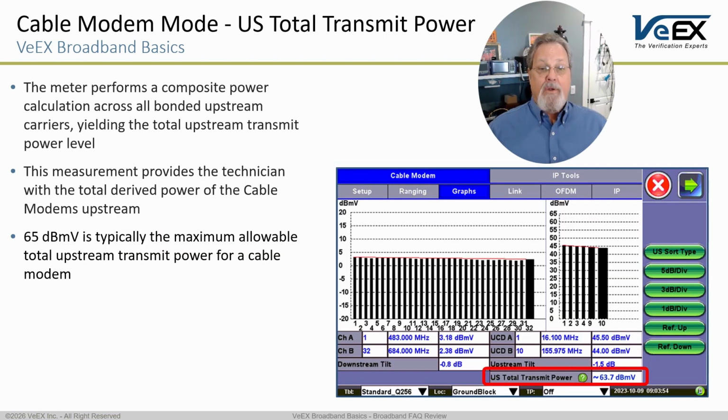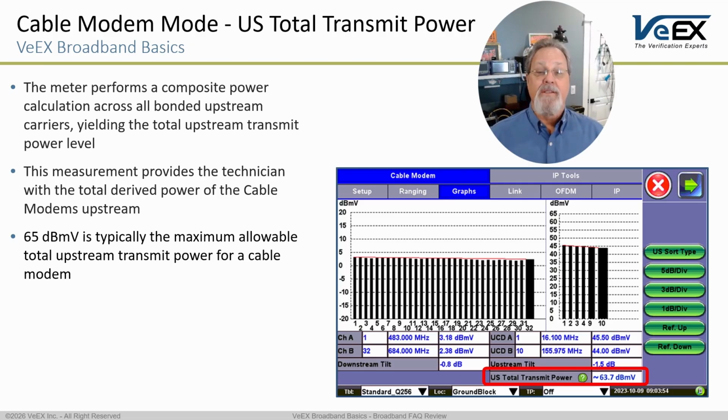Upstream total transmit power. What is the purpose of the upstream total transmit power measurement? The DOCSIS specification defines upstream channel power on a per channel basis and does not define a total upstream power parameter. Total upstream transmit power as displayed by the meter is a calculated composite value derived by summing the power of all bonded upstream channels, including bandwidth scaled OFDMA channels, for diagnostic and analytical purposes.